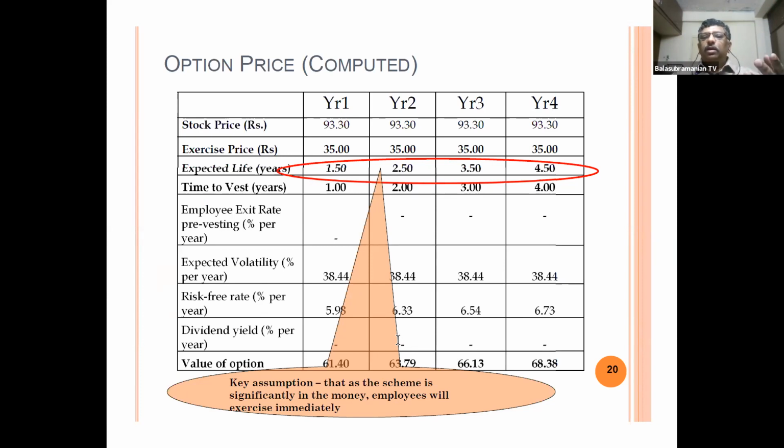The rationale was that your stock price is already 93 and the company is doing well. Your exercise price is 35. So already it is in the money by about 60 rupees. It's already in the money. And this is being given to a large number of medium, middle-level employees. So their intention would be to try and convert it into cash at the earliest. This was the rationale which we had taken for this purpose, and we had considered only half a year more.